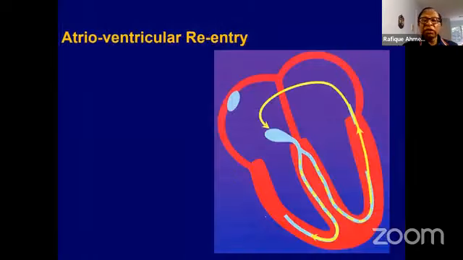What happens with this arrhythmia? The electricity goes down through the AV node and comes back through the accessory pathway and then produces this narrow QRS tachycardia. So this is a macro reentry circuit. If it goes the other way around, then you will get a wide QRS. But because it is going down through the AV node, the QRS complex is going to be narrow.